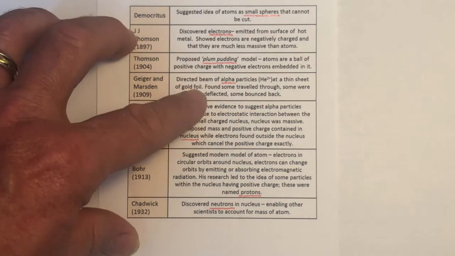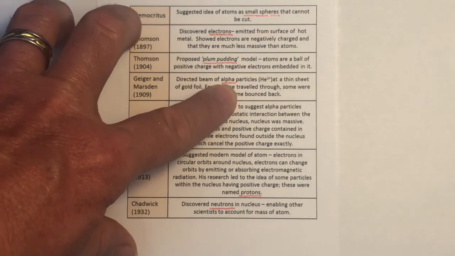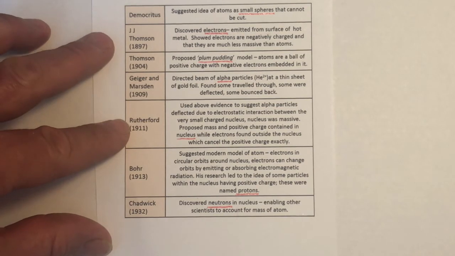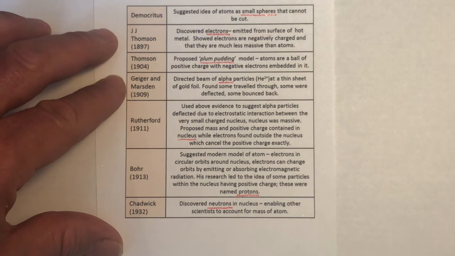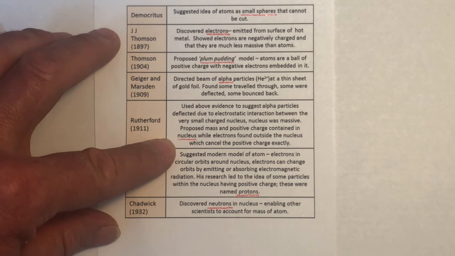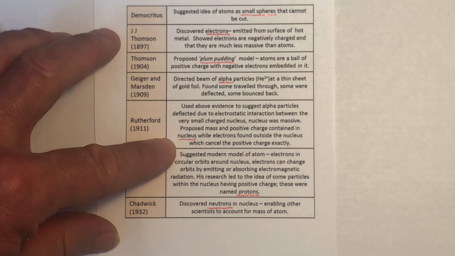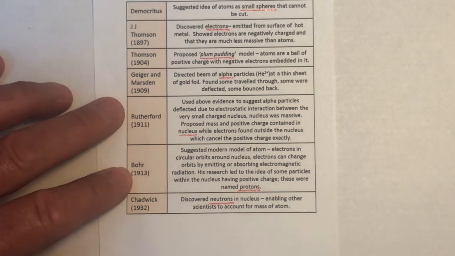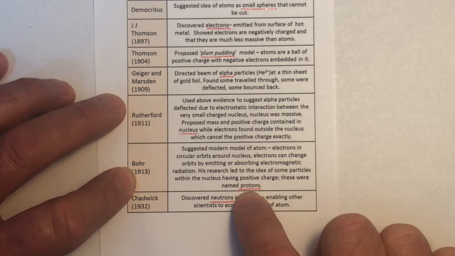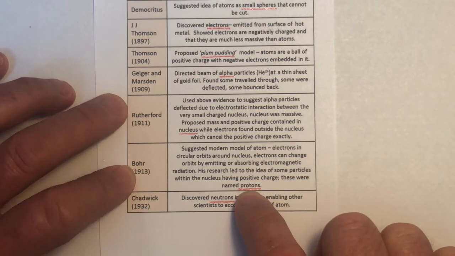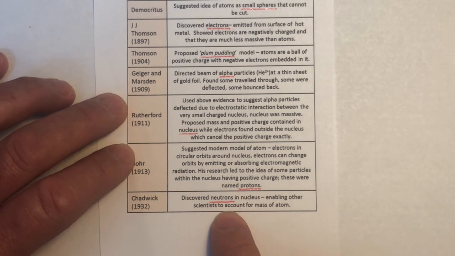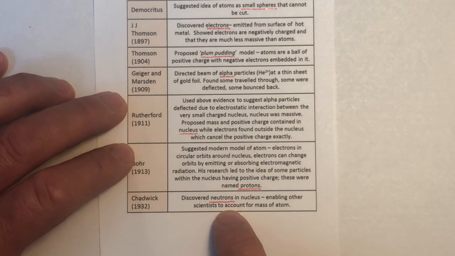Geiger and Marsden directed a beam of alpha particles into a thin sheet of gold. Rutherford did the same experiment as Geiger and Marsden and came up with the proposal that there was a nucleus which contained a positive charge. Bohr then came up with a proposal that protons are a positive charge within the nucleus. Chadwick then discovered the neutron, which accounted for the extra mass in the atom.